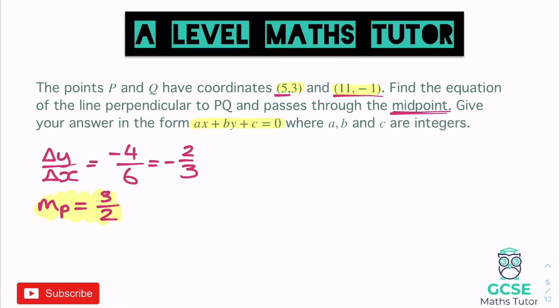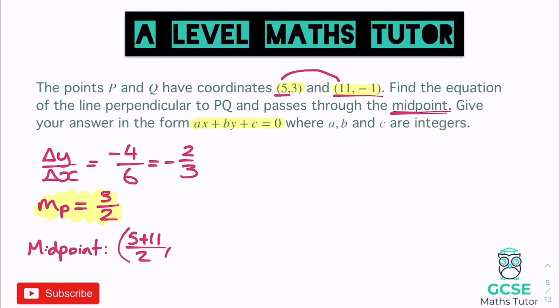So if we have a look, 5 and 11 as our x coordinate, if we add them together, that's going to be 16. So for our midpoint, and let's write this out in full here. So the midpoint, we're going to have 5 plus 11 divided by 2 for the x coordinate.